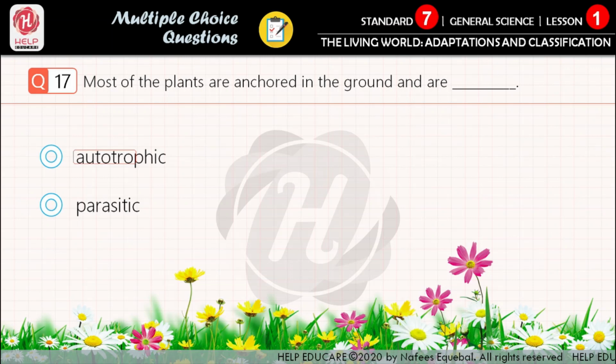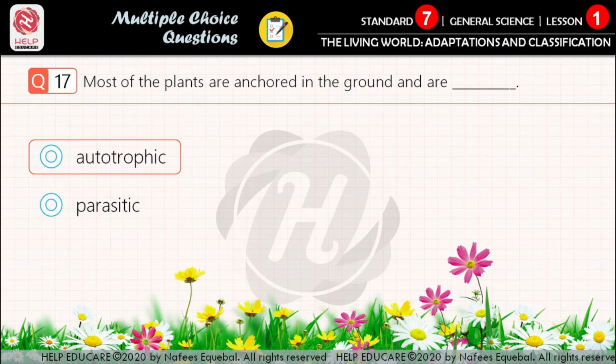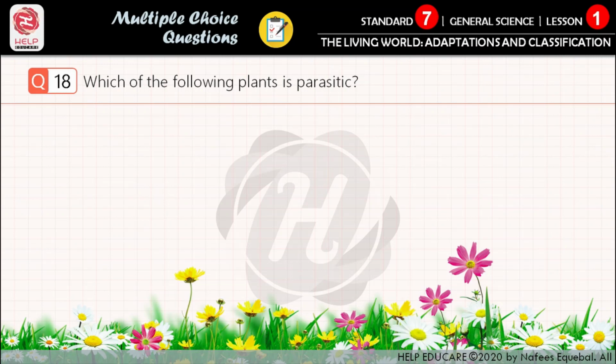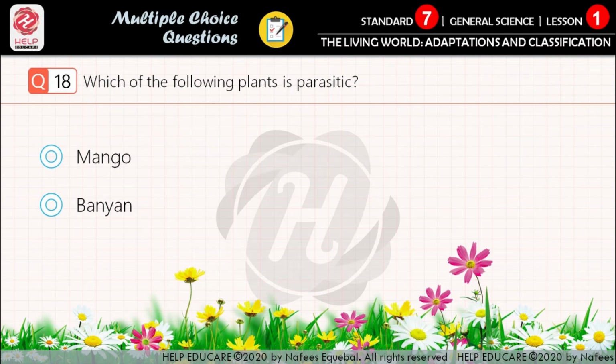Correct answer is autotrophic. Question number 18. Which of the following plants is parasitic? First option, mango. Second option, banyan. Third option, lotus. Fourth option, dodder.